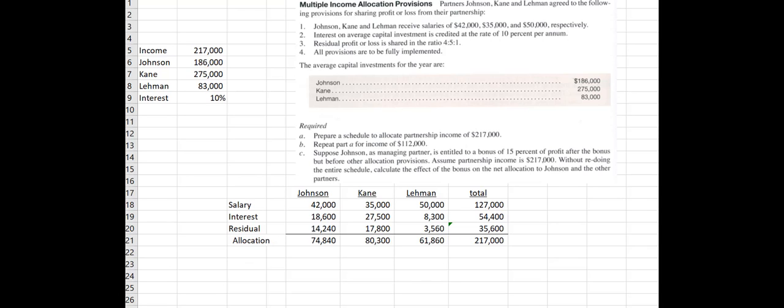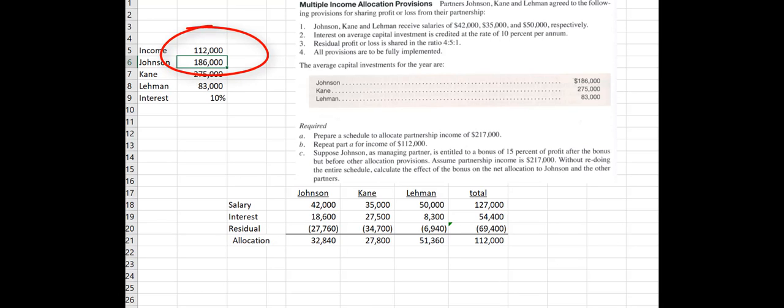Part B says repeat Part A, but now assume the partnership's income is only 112,000. Well, here's the benefit of using Excel: I don't have to redo the whole schedule. I just have to go to cell B5 and change that one number. So instead of 217, I put in 112.